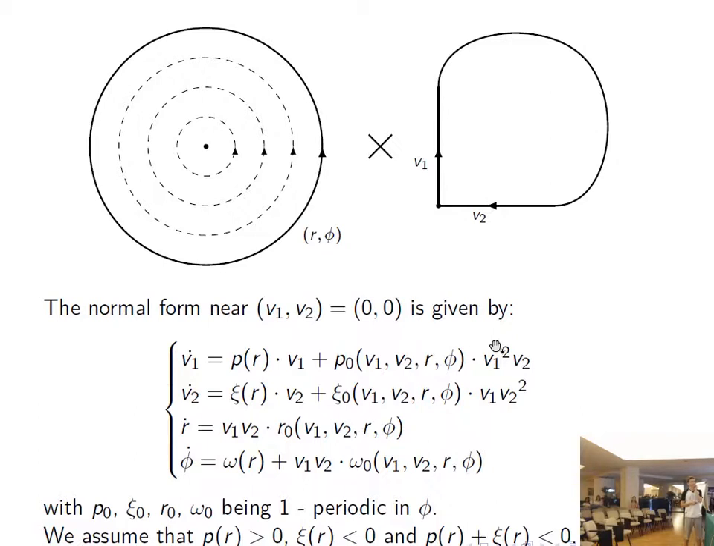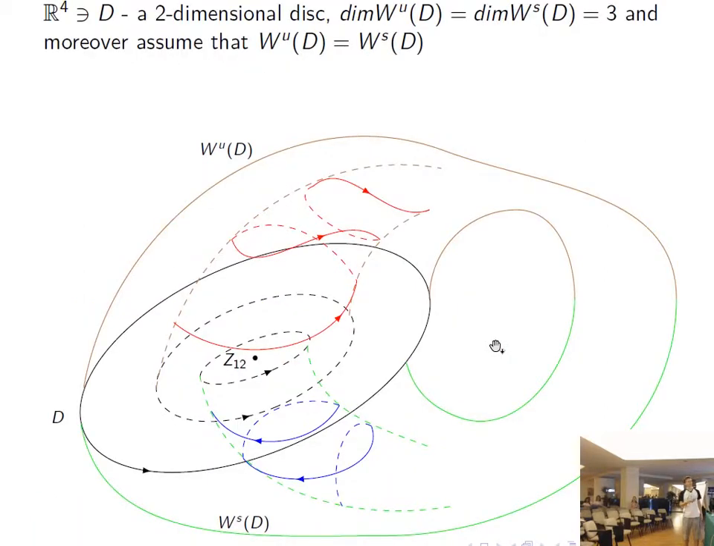So the normal form locally looks like this. Never mind, it's just a formula. But the key assumption is that these coefficients sum up to something smaller than 0. So it means that in the limit, if you start with a point somewhere close to this homoclinic loop, the trajectory will accumulate on this homoclinic channel.